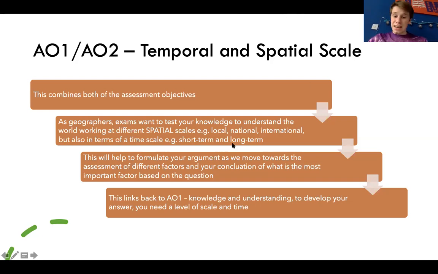And then look back to AO1, because you need some facts about the spatial and temporal scale because you're assessing the level to which of it as well. So you could say in the short term, impacts weren't as bad, but in the long term they were. So one, you've assessed it, but then you've also got some AO1 from your knowledge about what happened. So you've got both the assessments in, if you understand what I mean by that.